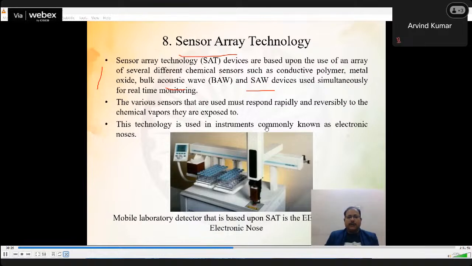You can see this figure. It is a mobile laboratory detector that is based upon sensor array technology, the EV eNose 5000 electronic nose. So this technology is again based on an array of several chemical sensors. We can see the n number of sensors in this particular figure, and they're utilizing this on a very small scale.